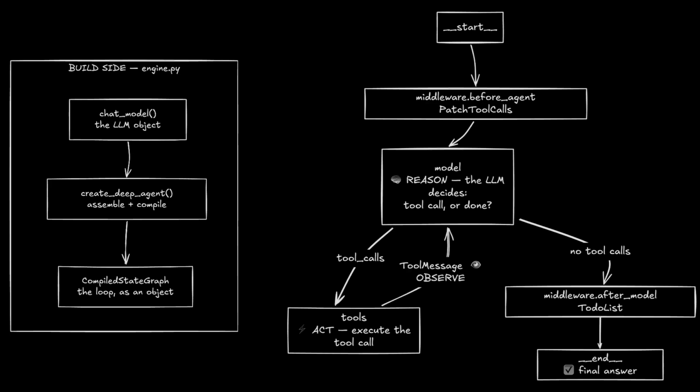When the model decides it's done, no tool call, the graph routes to the end. Final answer, loop over. And those extra boxes, the middleware, are nodes in the graph too. The safety harness from episode 2 isn't bolted on the side. It's wired into the machine itself.